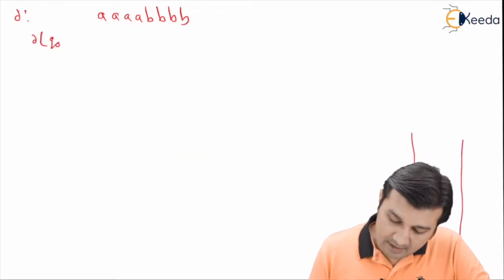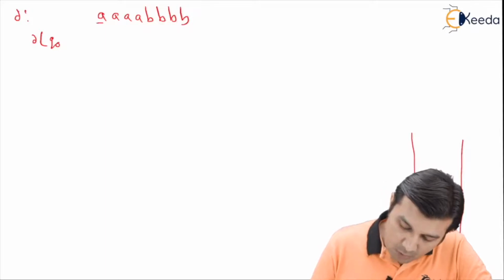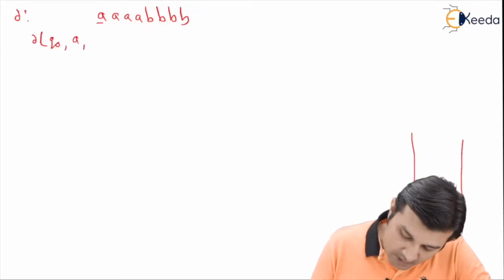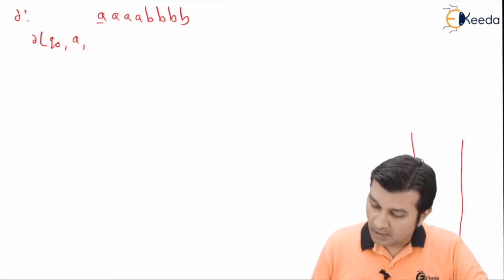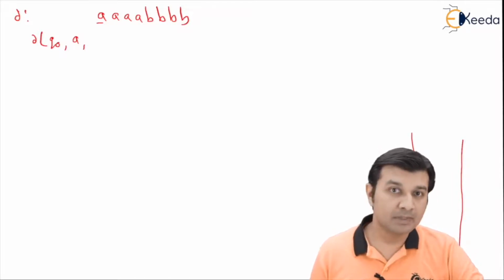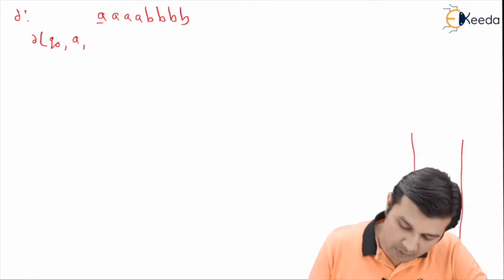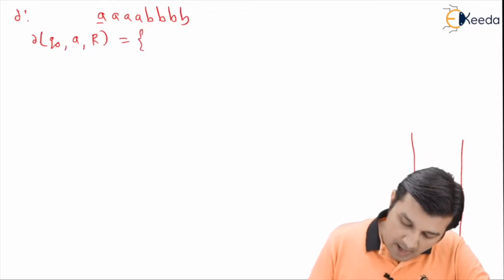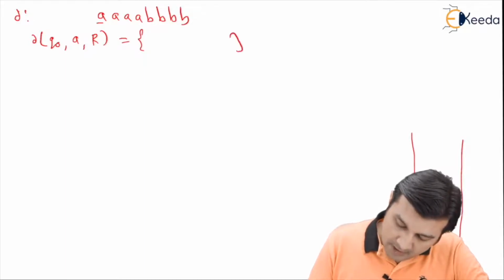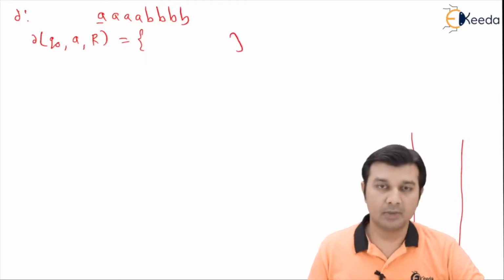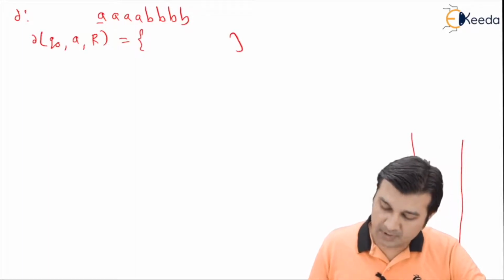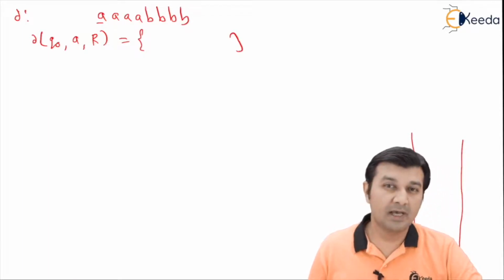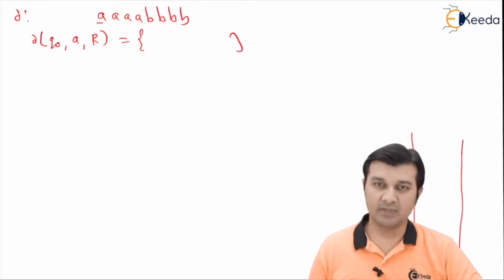I say initially in state Q0, when I receive the input symbol A, what is the stack's top symbol? If you observe the stack right now, the top symbol is R. So you write Q0, comma A, comma R. And I am going to write the output over here. So I say over here, Q0 on A, when the stack top is R, as per the logic, I have to push one X for each R.